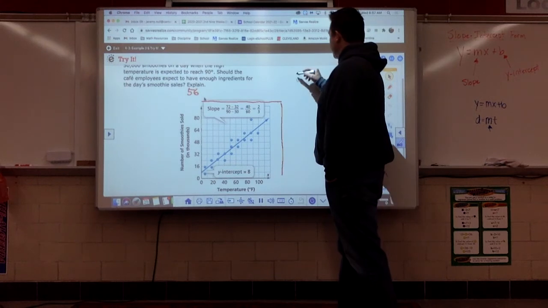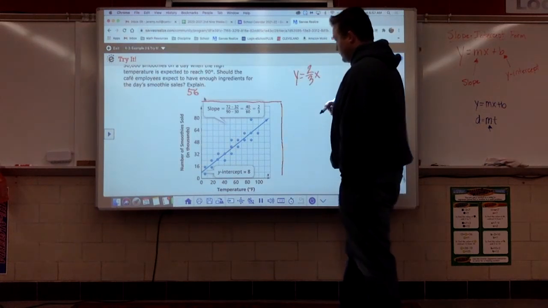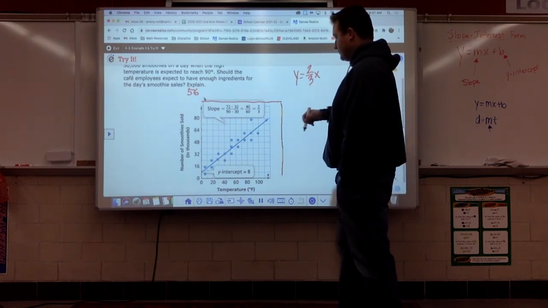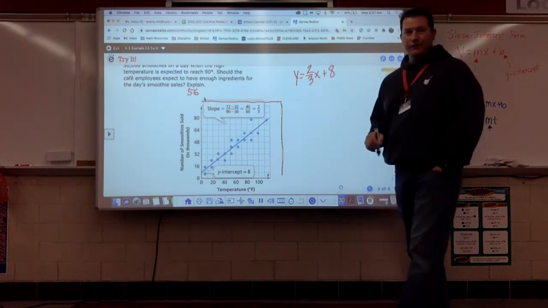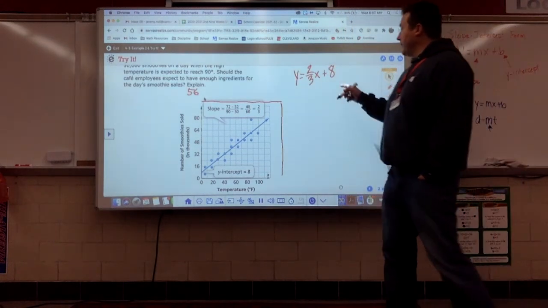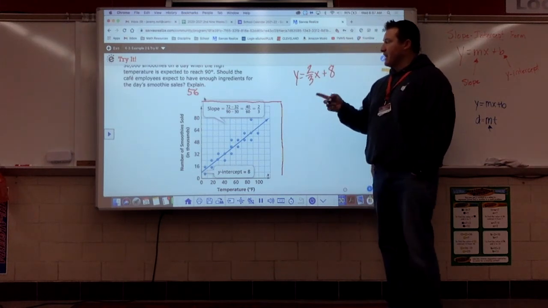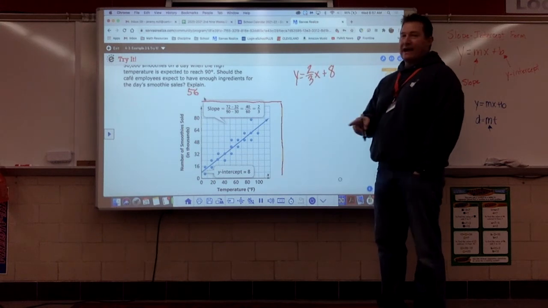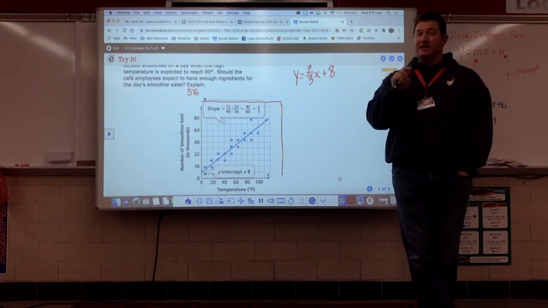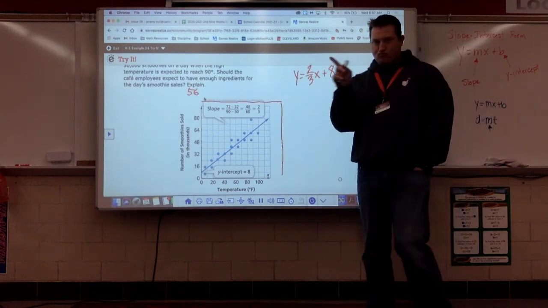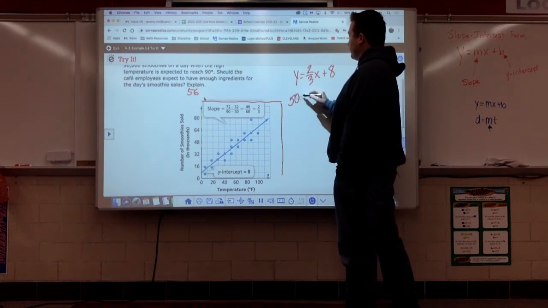Remember, our slope was 3/5, so y equals 3/5 x plus 8. They said 50,000 smoothies. Is 50,000 smoothies a y variable or an x variable? Which one are we going to replace with, in this case, 50? Smoothies, y-axis. Yes, that's the y-axis. So we want to replace y with 50.